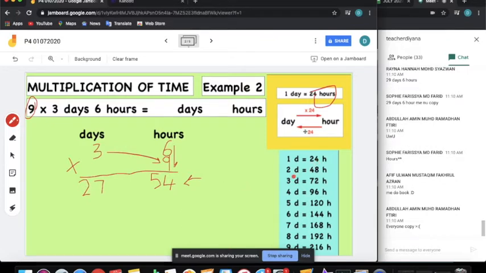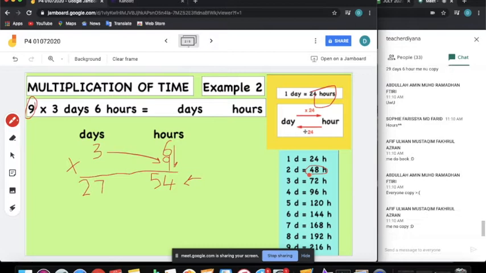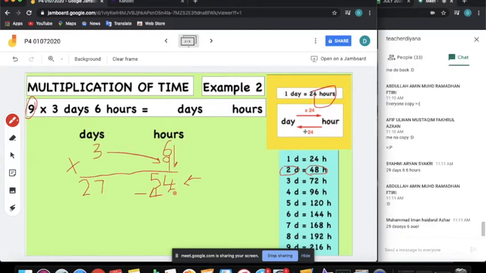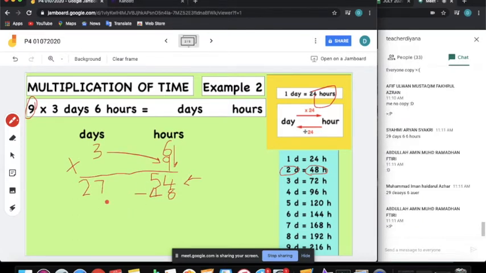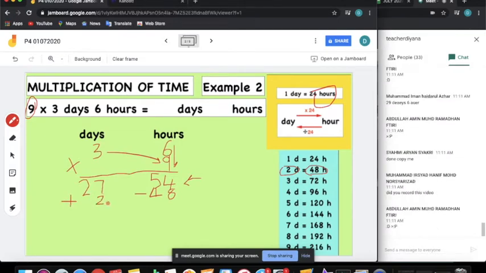Okay. So now you look at teacher, 54. So I can take 48. Because 48 is less than 54. Then that means 48 equals 2 days. So, teacher, I bring 48 here. I minus here. Then I bring 2 days here. Why? Because 48 is equal to 2 days. Why do you ask me like that, Ishad? Okay. Now, of course lah.